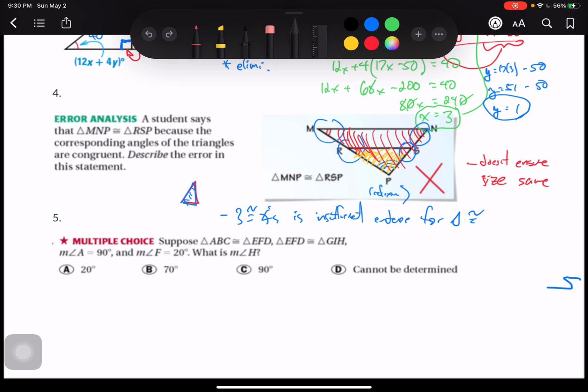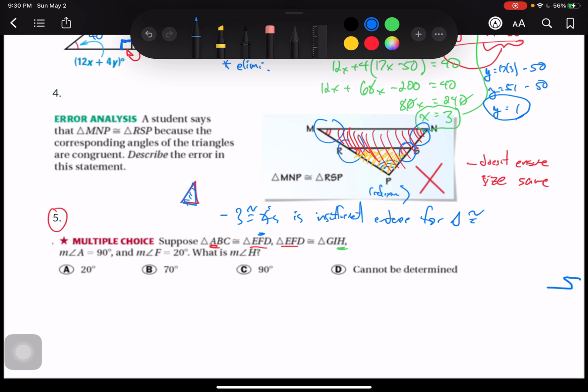and the last homework problem, number 5. All right, suppose we have two sets of congruent triangles. All right, looks a little complicated. Oh wait, look, these are the same. And A is equal to 90, and F is equal to 20. What would H be? Okay, so to think about this here.